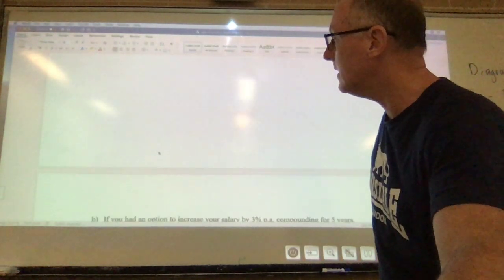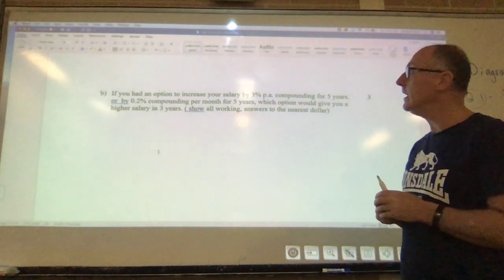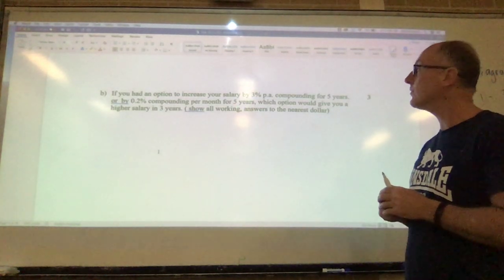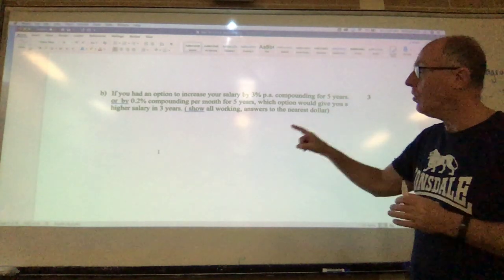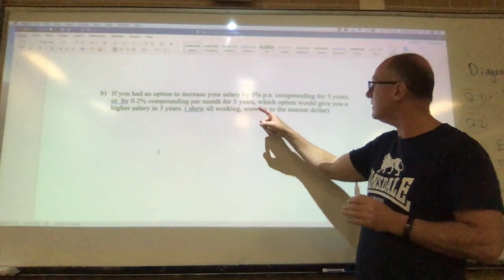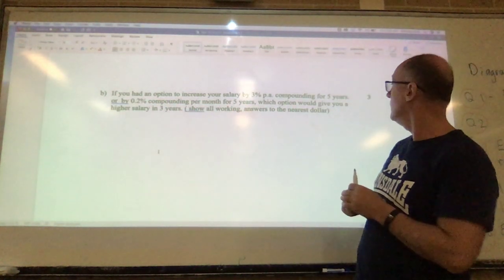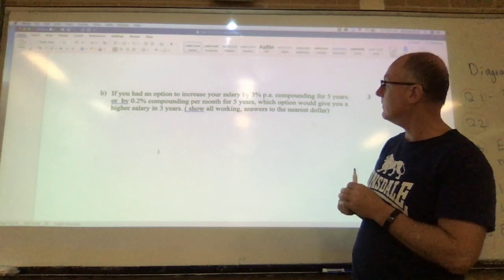So part B to that. Part B, if you had an option to increase your salary by 3% per annum, compounding for 5 years, or 0.2% compounding per month for 5 years, which option would you give? Give your higher salary in 3 years.